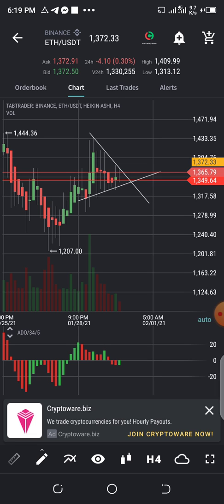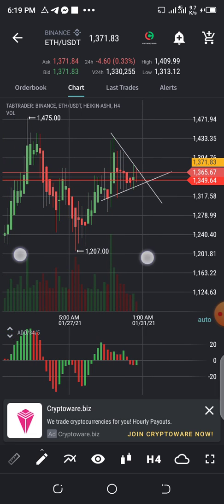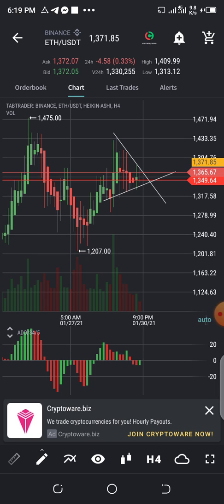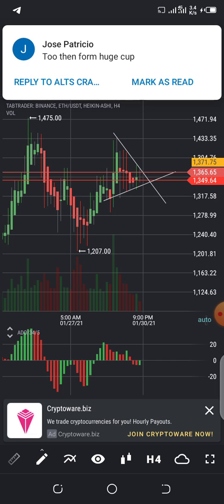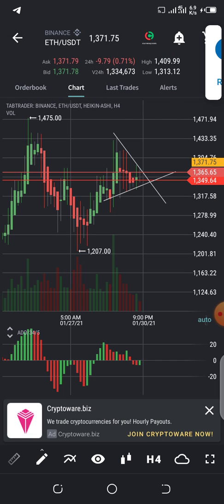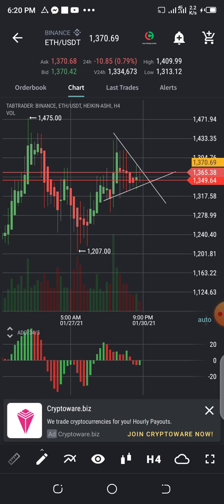Now, for you to have a support line, resistance line or trend line, you need to have at least three or more points, not lines, three or more price points, to form or draw your support, resistance or trend lines.